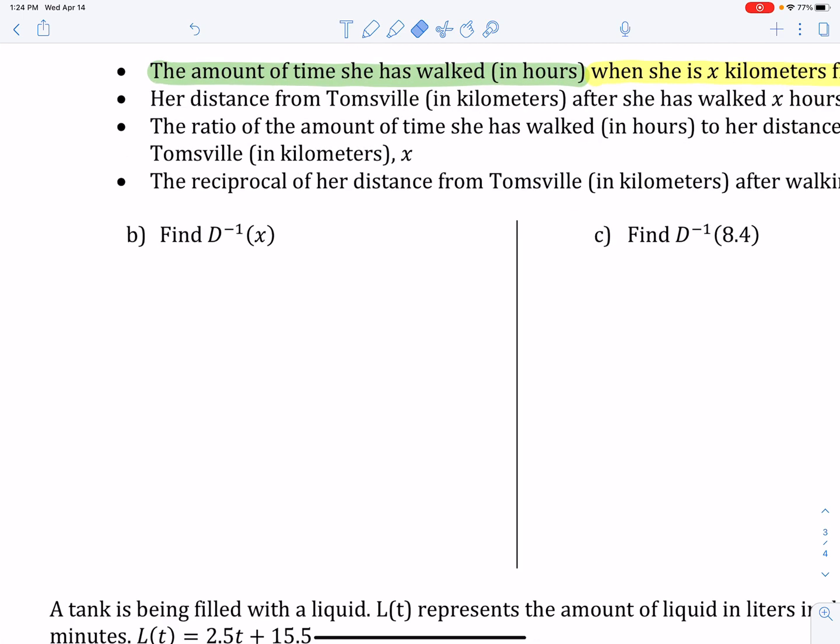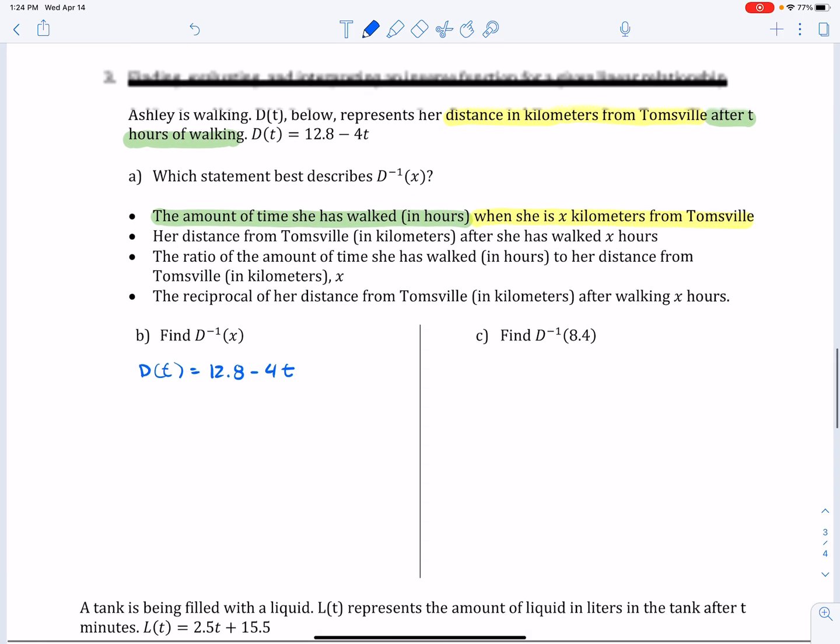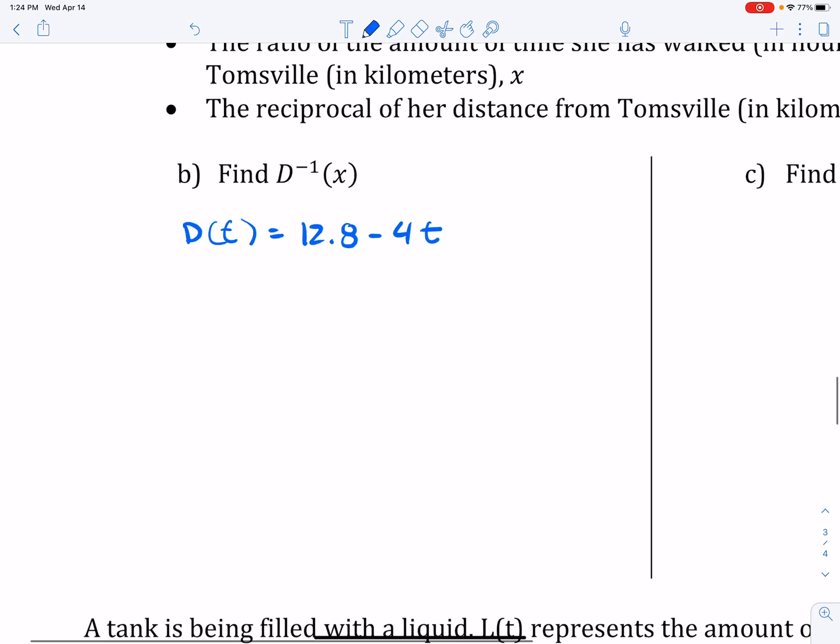We'll have d of t equals 12.8 minus 4t. Again, I got that from up here at the top. And we're trying to find this. So what this is really saying is y equals 12.8 minus 4x. This is kind of pulling from the fall semester, if you're curious how we're getting all this. This setup is pretty much from the fall semester, inputs and outputs, things like that.